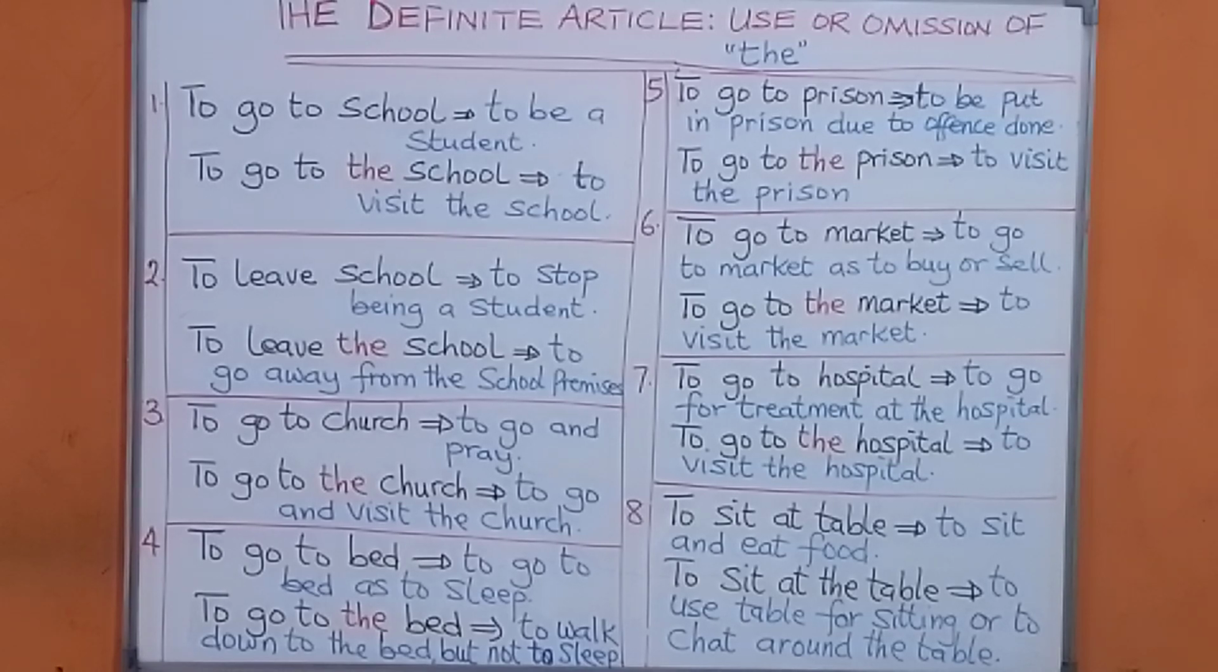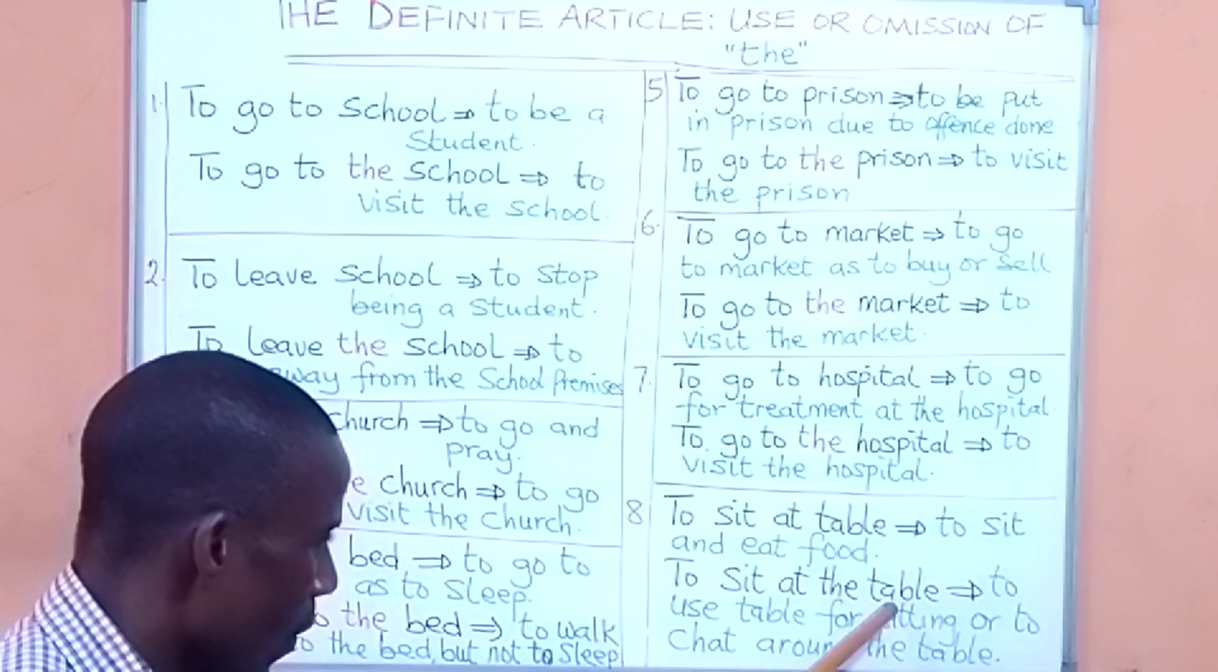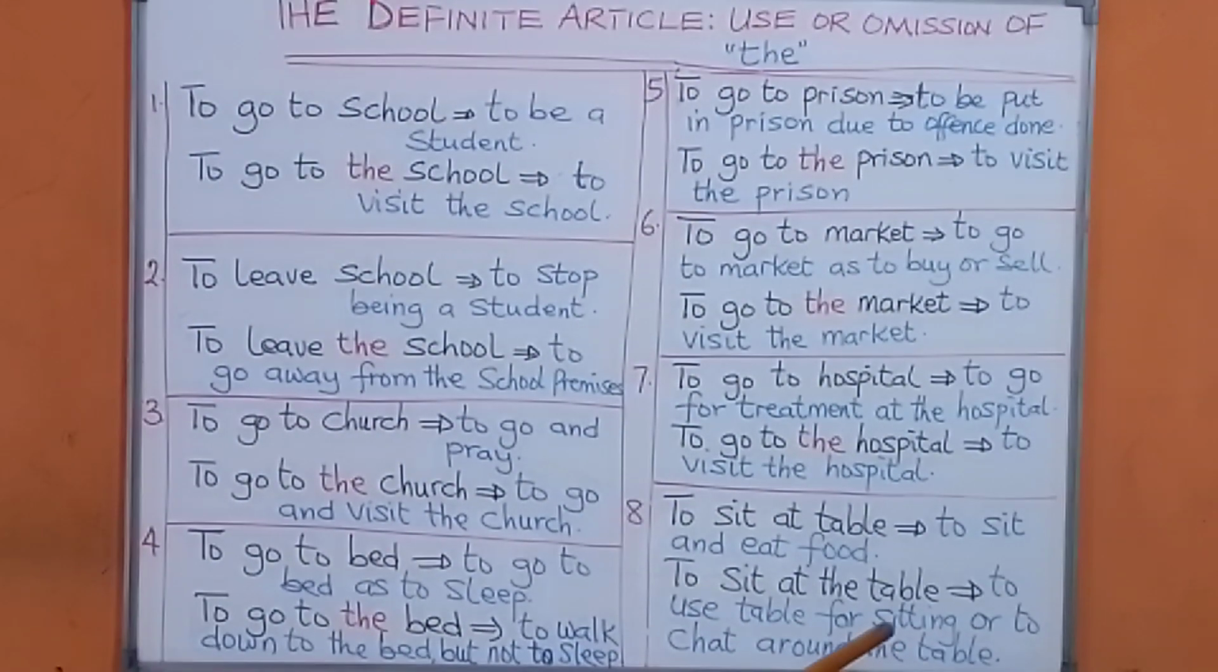To sit at table means to sit in order to eat. To sit and eat food. That is to sit at table. But to sit at the table means to use the table for sitting or to chat around the table. To sit around the table and chat without eating. So you see how it can make a difference when you put the article there and when you leave it out. You have to be very careful there.